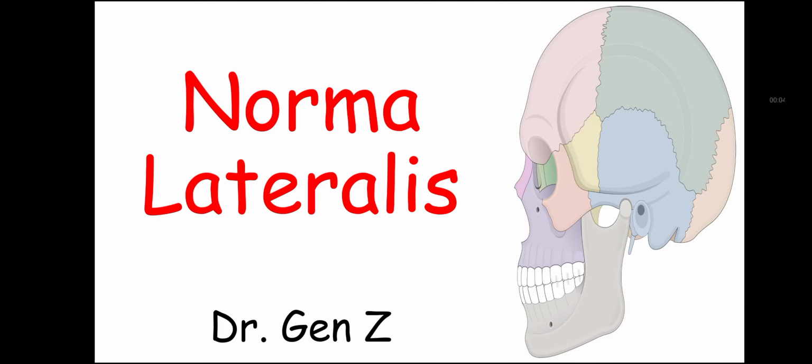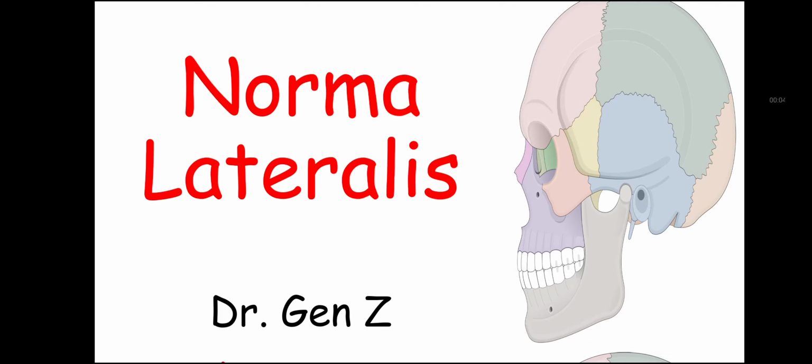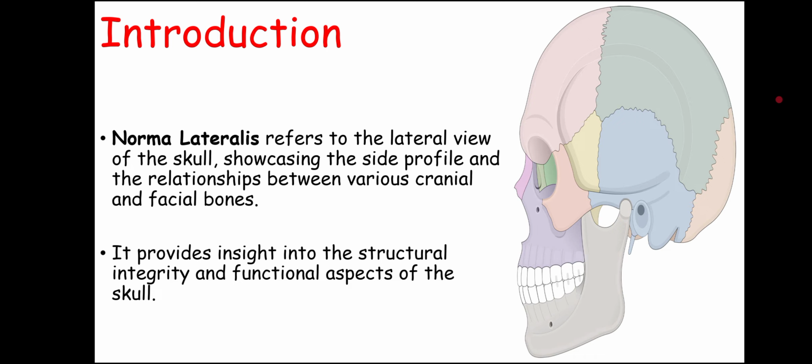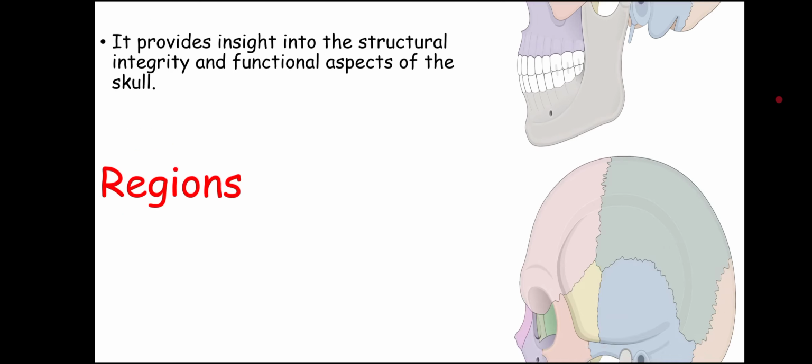Today we are going to talk about Norma Lateralis. We will start our topic with introduction. Norma Lateralis refers to the lateral view of the skull showing the side profile and the relationship between various cranial and facial bones. It provides insight into the structural integrity and functional aspects of the skull.